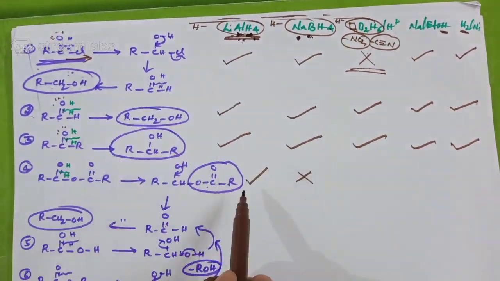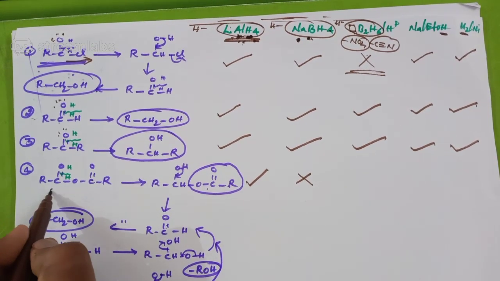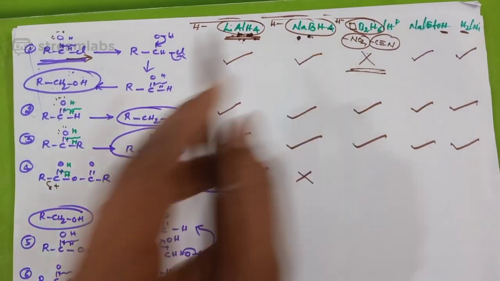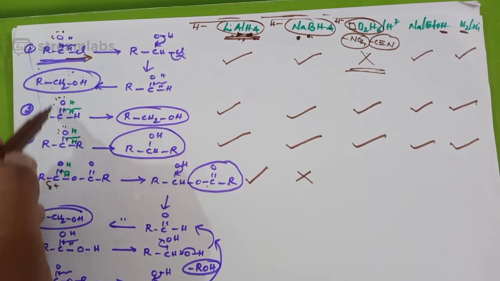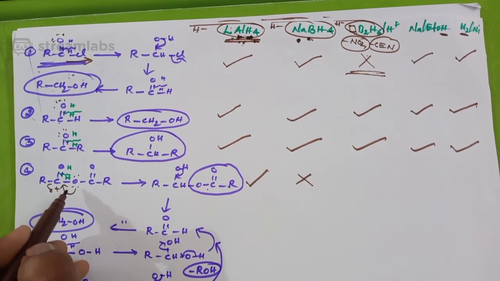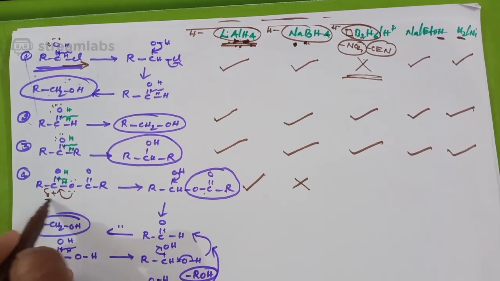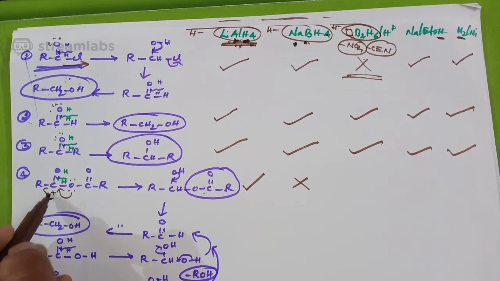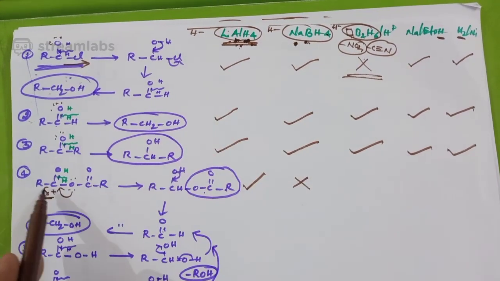So LiAlH4 can reduce ester, because this carbon is partially positive, and whenever the H minus approaches here, in this case there is no donating group. But here the oxygen has a lone pair, and whenever oxygen has a lone pair, it donates electrons, so this charge decreases.